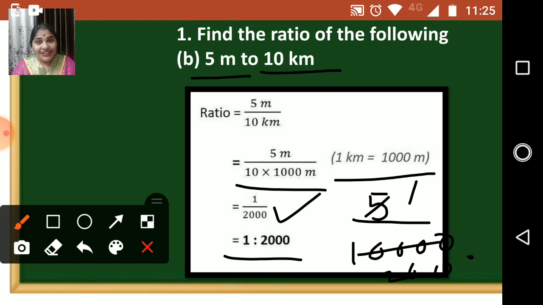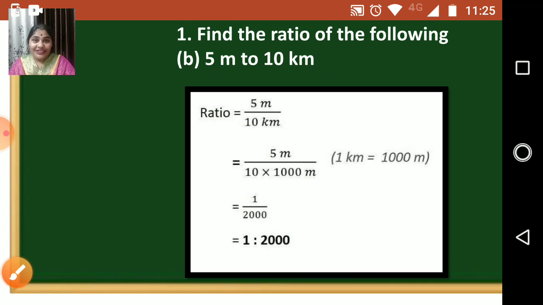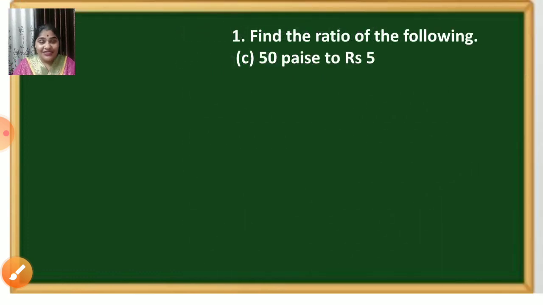So I hope this is clear, children. We have already studied this, right? So you have to bring first both the units, both the quantities, in the same unit. So let us proceed with the next one. That is the C bit.